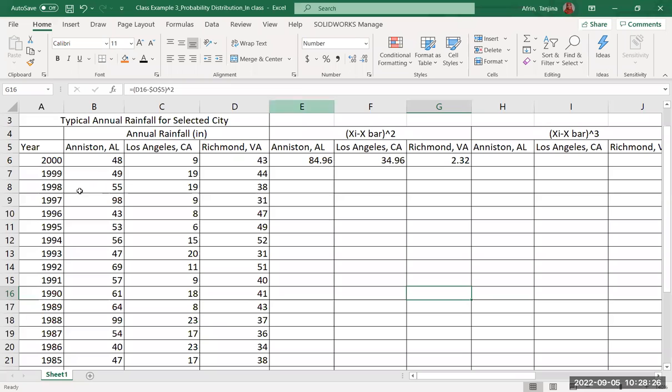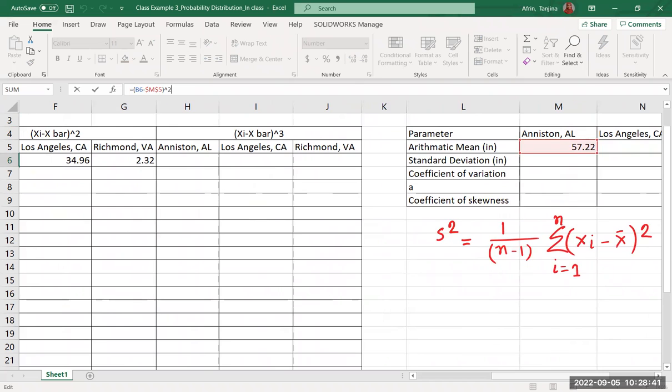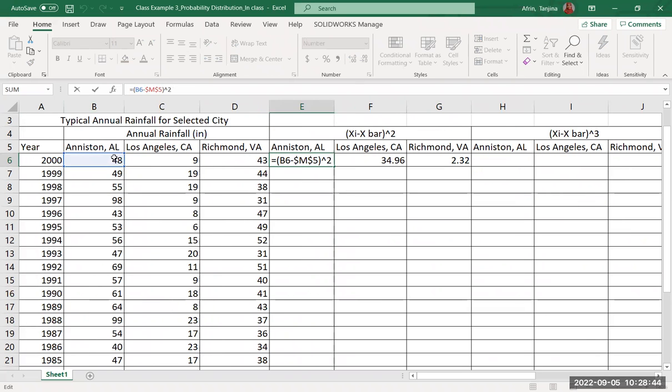So what you will do, you will subtract the mean from 48. I'm showing you the equation here. So you will subtract the mean of that one, 57, from that 48, which is x minus x bar, and then you square that. Okay. And let me know if you don't get that number.